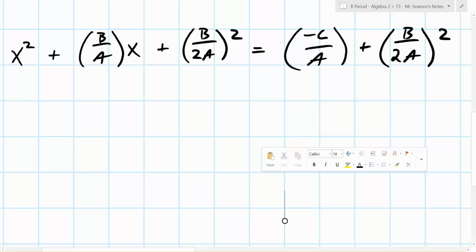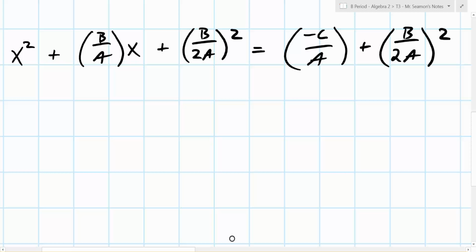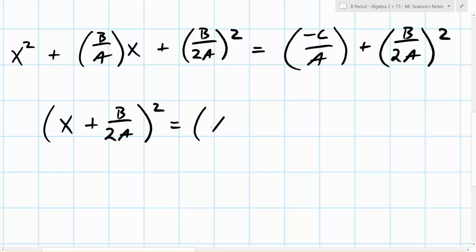Now, it seems strange. Why would we want to make it look worse? Let's be honest: does that look better or worse than what we started with? It looks worse. I'm going to write something down here, and you're going to help me. What does it mean to square something? Multiply by itself. So this means x plus b over 2a times x plus b over 2a.